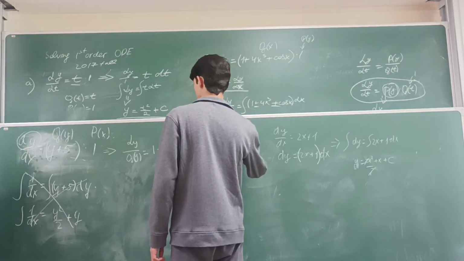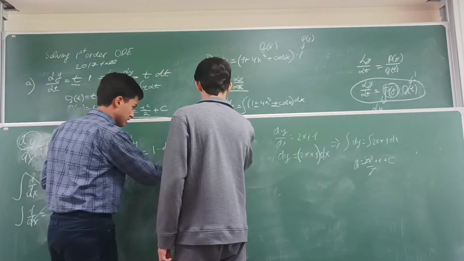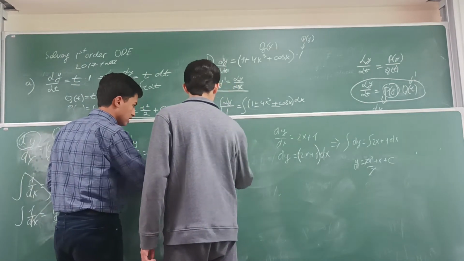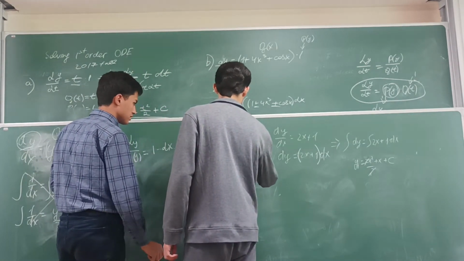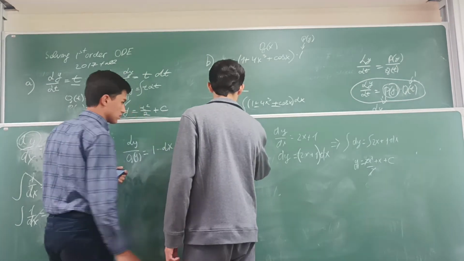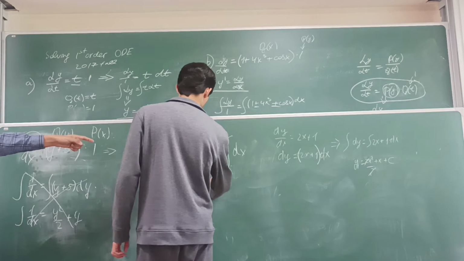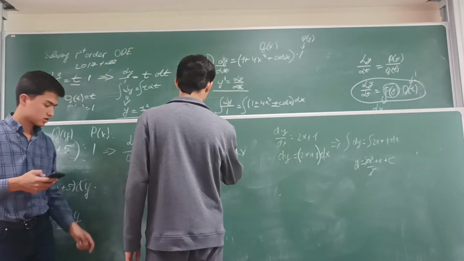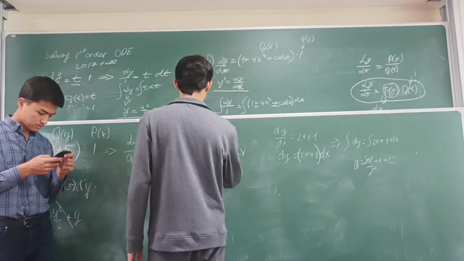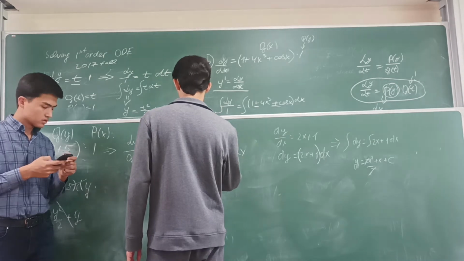I have to take the integral. Yeah, right, integral of dx, and here the integral. And you take the integral from both sides. What's the integral of this? It will be 1 squared over 2 plus 6x.